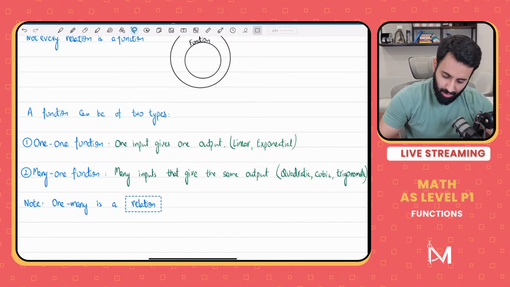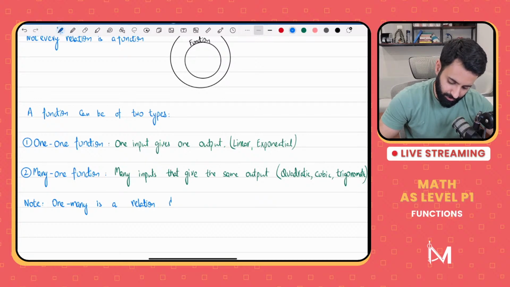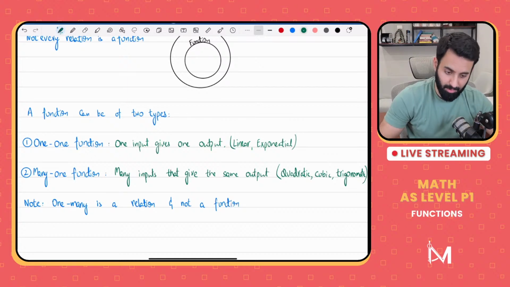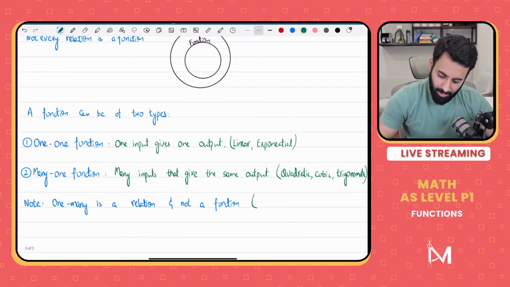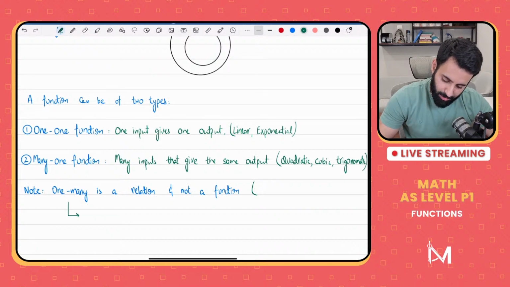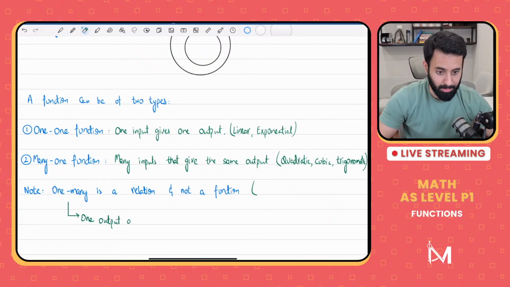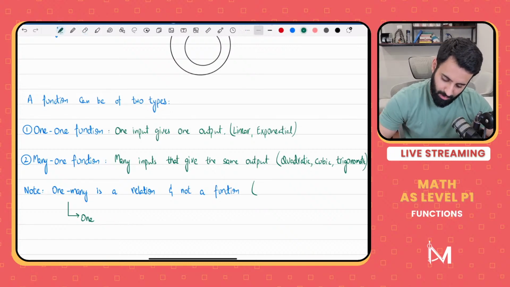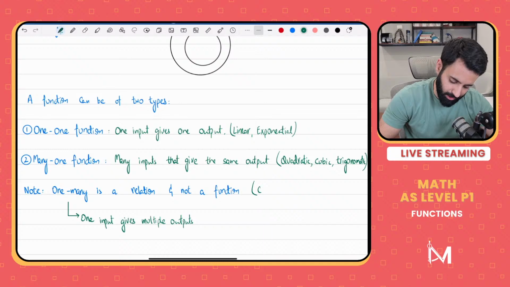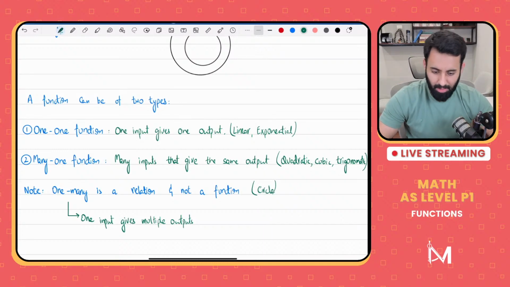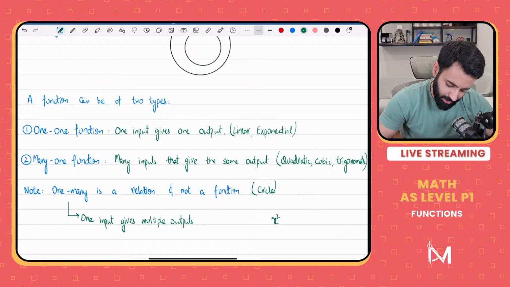Now, can anyone give me an example of a one-to-many relation? And by the way, one-to-many basically means one input that gives multiple outputs. That's correct. Circle. One input gives multiple outputs, for example, a circle. Not exponential, circle. Why is a circle considered a one-to-many relation?